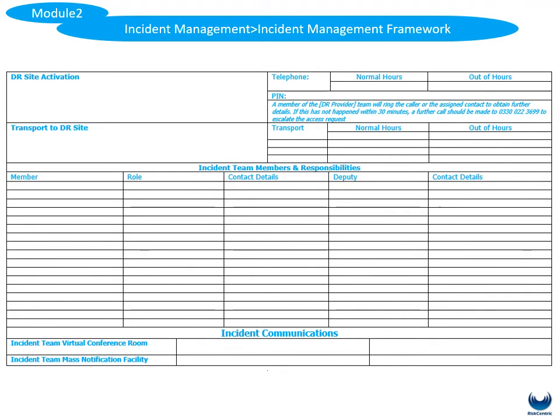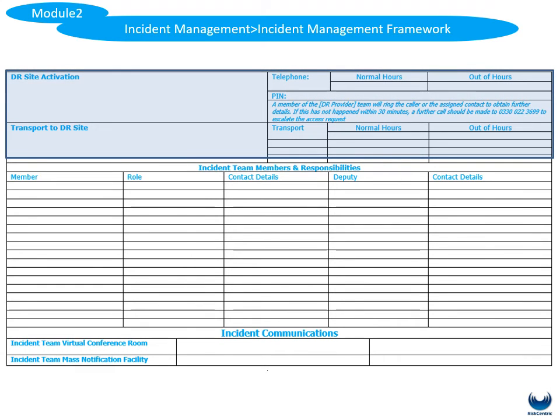Let's take a look at the structure of a typical incident management plan or framework. Overall, we can see that it defines resources such as the workplace recovery location and mass transport arrangements, together with guidance for activating these. It identifies the members of the incident management team, their contact details and deputies in the event that the primary contact is unavailable. And at the foot of the page, it provides guidance for activating the incident team communications facilities.